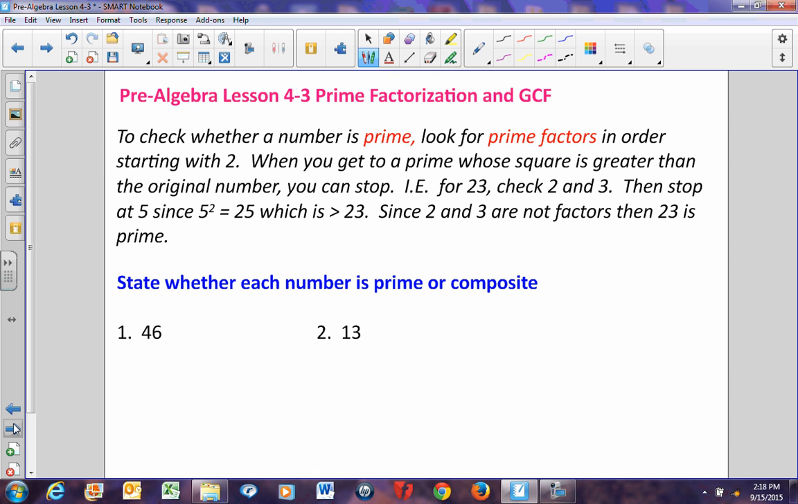So if we want to state whether or not a number is prime or composite, this is also where your divisibility rules would come in handy. If you know it's divisible by one of those numbers that I state, then you know it is not prime. So 46, I know it's composite because it has more than two factors, because it's an even number. The only even number that's prime is 2. So since it's an even number, I know it has to be divisible by 2. Okay. This has more than two factors.